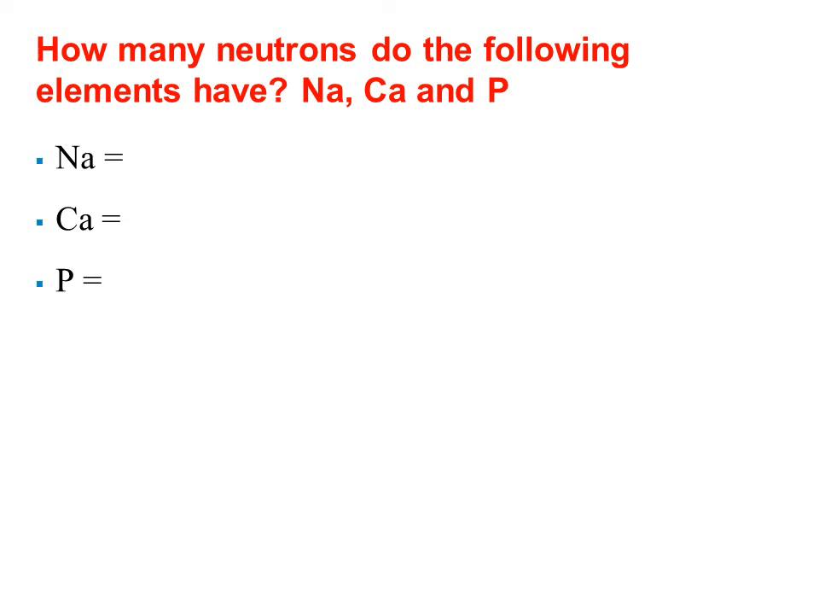The second question is, how many neutrons do the following elements have? For this one, you use the bottom number. You take the bottom number minus the top number, and this will give you your value. This would be your neutrons.